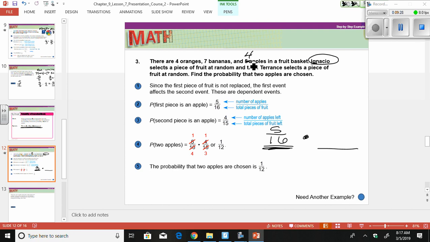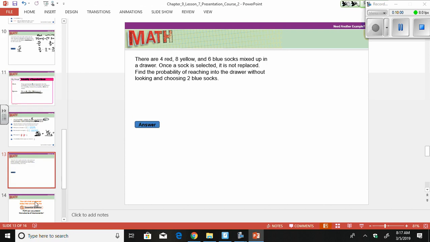So that leaves us with the chance on the second selection for Terrence. He has the choice of 4 apples out of not 16, but 15, because we took 1 apple out. I'm going to cross reduce here, just to make my life a little easier. So now I get 1 times 1 is 1. 4 times 3 is 12. And I get a 1 in 12 chance of both choices being apples.